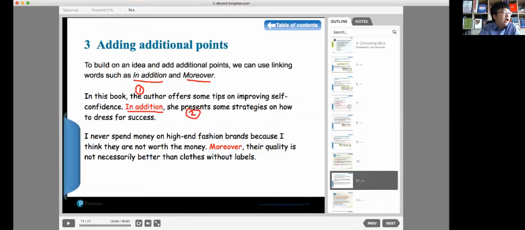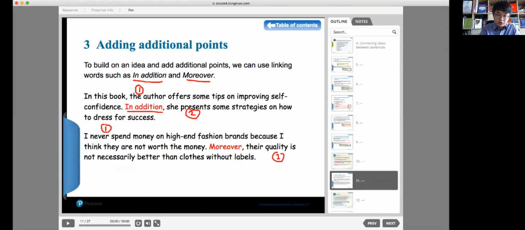Another example: I never spend money on high-end fashion brands because I think they are not worth the money. Moreover, the quality is not necessarily better than clothes without labels. So this is your first thought, your idea, I never spend money on high-end fashion. And the second thing, I also think that the quality is not necessarily better. So you have two thoughts, and this is why we can use moreover to link these two sentences together.